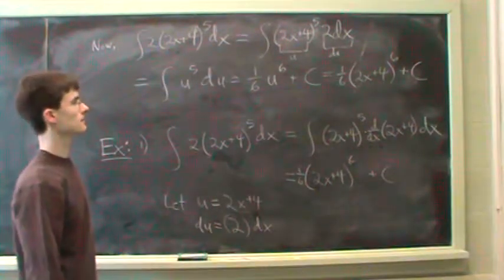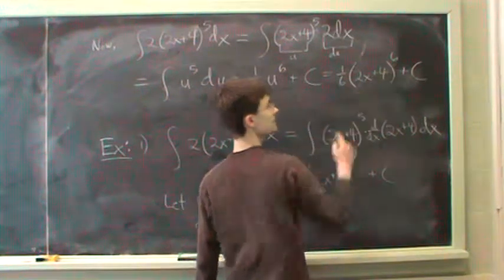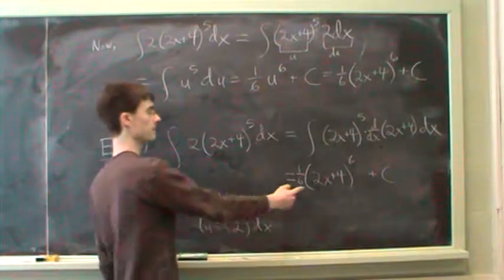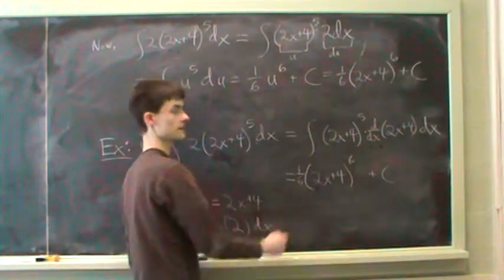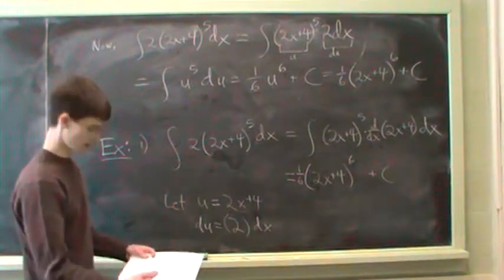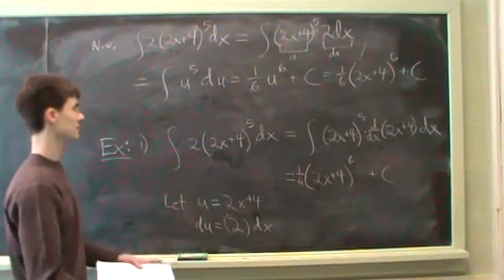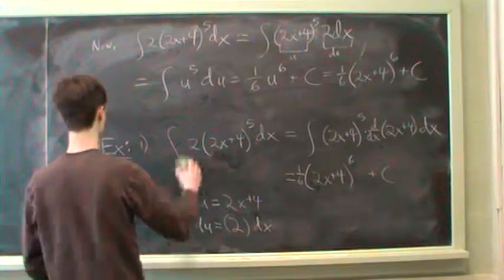And now we get 1/6 times (2x plus 4) raised to the 6th power plus c as our answer, which is the same answer that we got sort of guessing from this step to this step. So hopefully that will help you to believe that this process works, this process of u substitution.